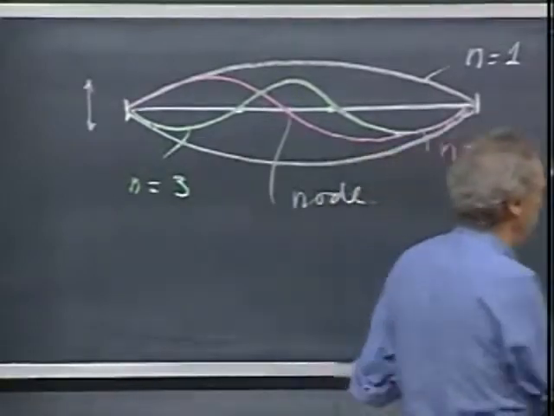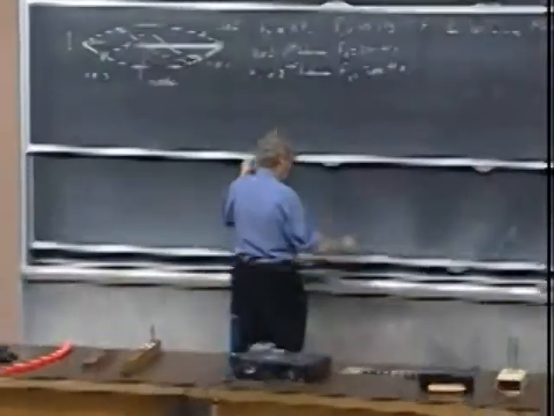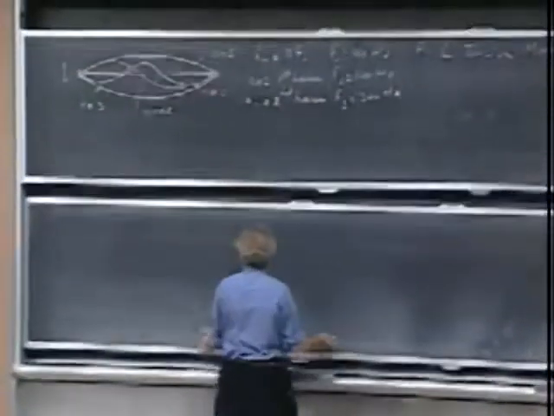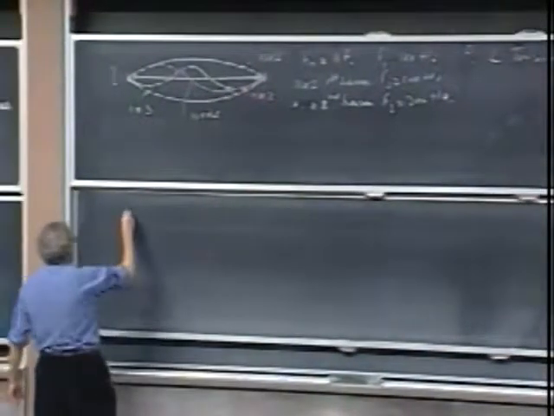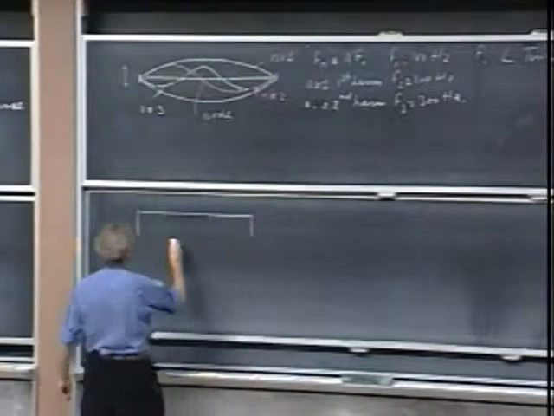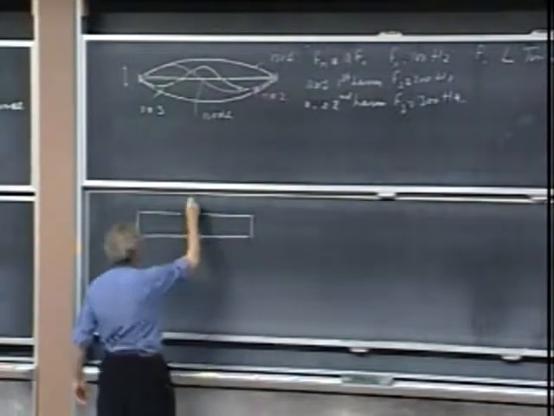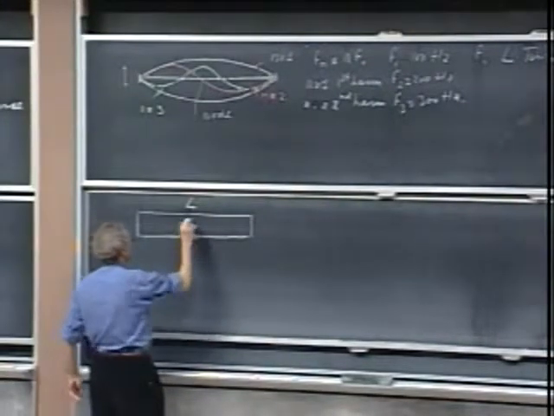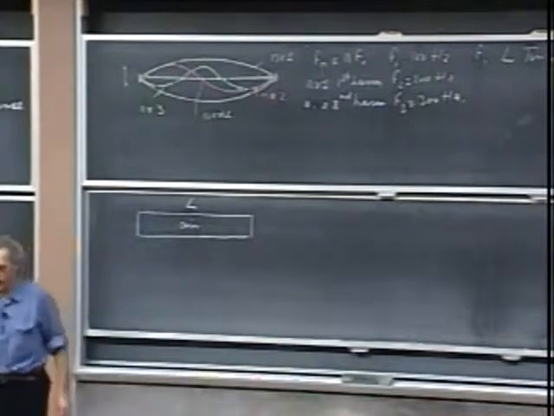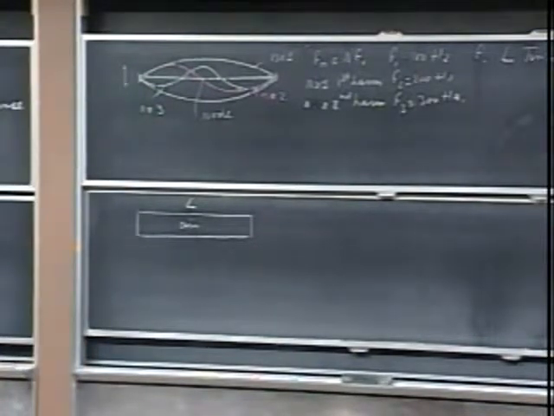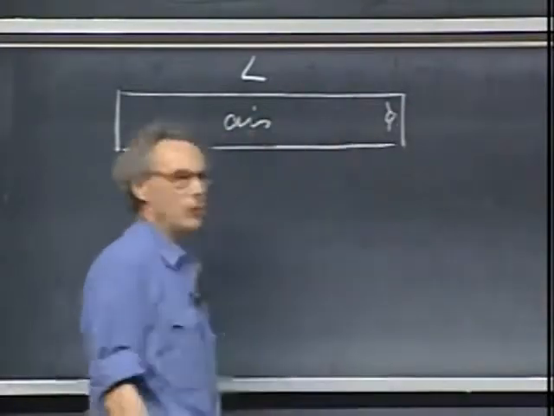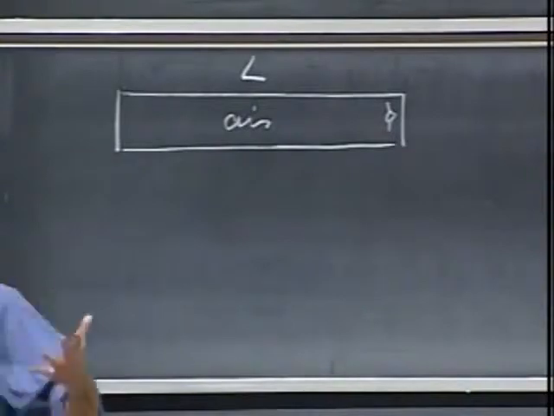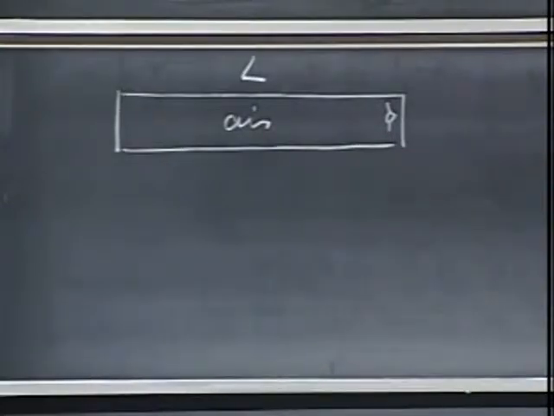Now, if you go to woodwind instruments, then the situation is quite different. I have here a sound cavity. It's a box which has length L, and there is air inside here. And I want to see whether this system has resonance frequencies. So I put in here a little loudspeaker, generate sound with different frequencies, and search for resonances.